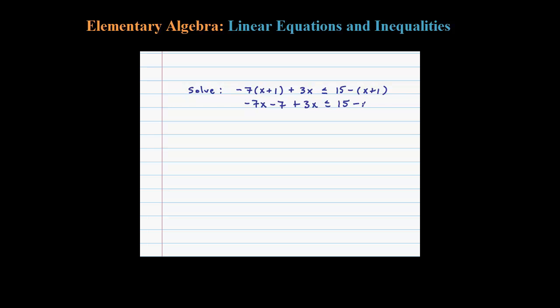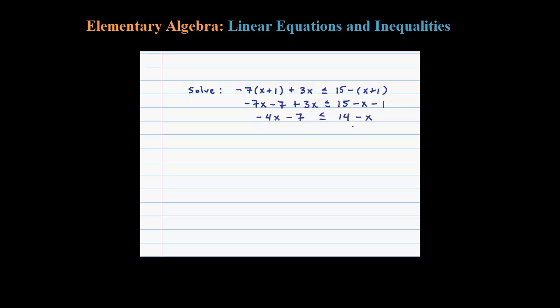Negative 1 times x is negative x. Negative 1 times positive 1 is minus 1. Okay, so distributing that negative changes both the signs. Next, take care of same side like terms. Negative 7x plus 3x is negative 4x. Okay, minus that 7 should be less than or equal to 15 minus 1, which is 14. And the negative x is still there.